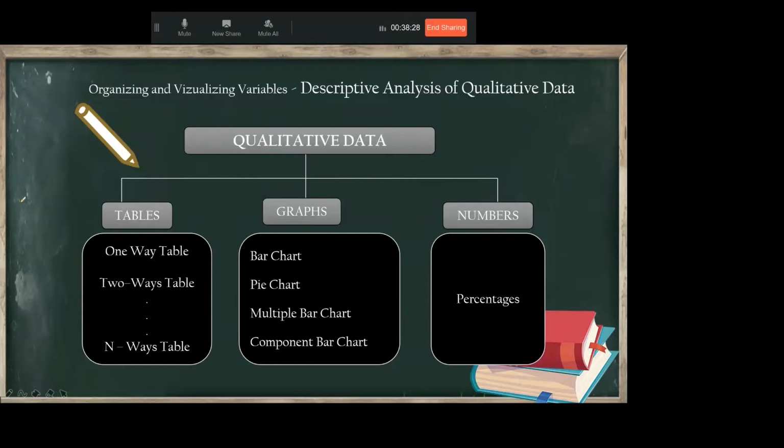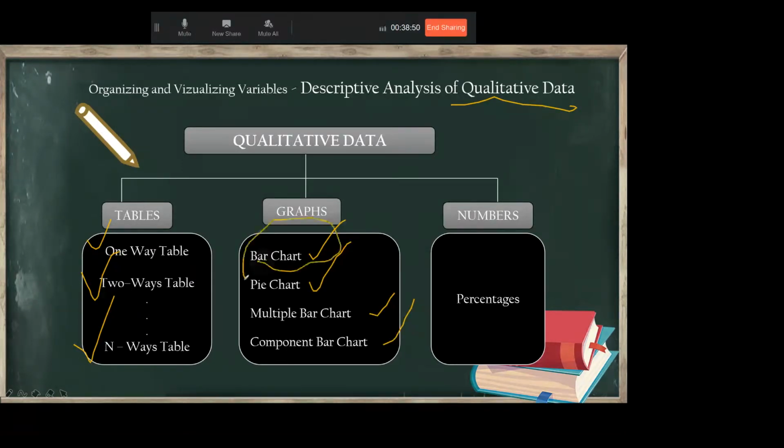So it can be a one-way table. Now you know how to do it in a qualitative data set, and two-way tables and n-way tables. You just present the data in such a way. But you can present the same data with a bar chart, pie chart, multiple bar chart, component bar chart.